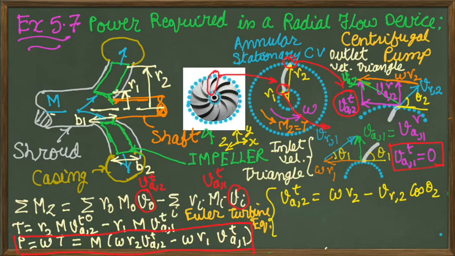Similarly, we can also obtain the radial component of the absolute velocity at the outlet. So instead of expressing this tangential component of the absolute velocity at the outlet in terms of the relative velocity at the outlet, we want to express it in terms of the radial component of the absolute velocity. So we want to correlate this radial velocity with the radial component of the absolute velocity.